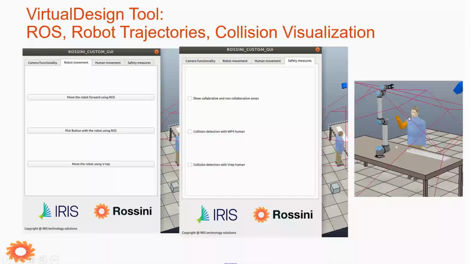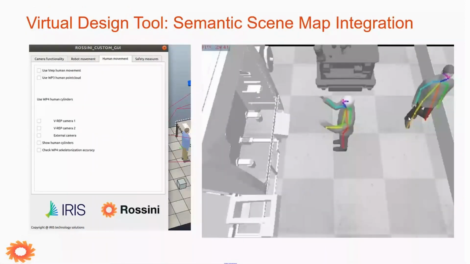This is another example of interacting between VRAP and the semantic scene map software. In this case, we again use a simulated VRAP image and apply the semantic scene map skeletonization algorithm to that image. The skeleton is overlaid on the image, and this is visualized outside VRAP, just using the normal RViz tool of ROS.